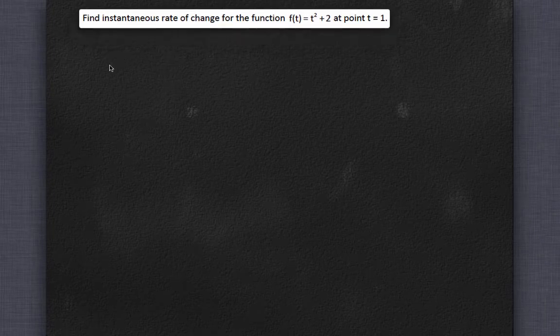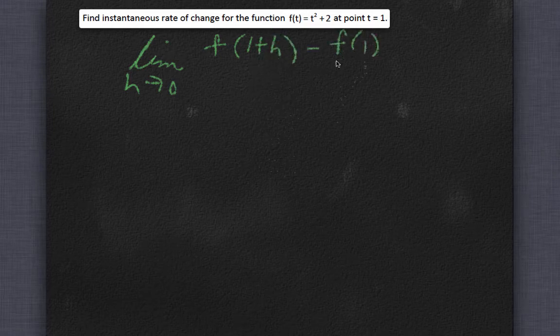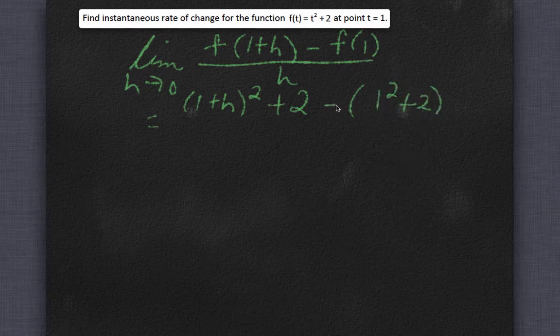So the limit as h goes to 0 of f of 1 plus h minus f of 1 over h. So now I plug in 1 plus h for t. So that's 1 plus h squared plus 2 minus. F of 1 is 1 squared plus 2. Be careful and make sure that you subtract the whole thing if there's more than one piece. If you just write minus 1 squared plus 2, then you're going to end up with the wrong constant over here and things won't cancel.